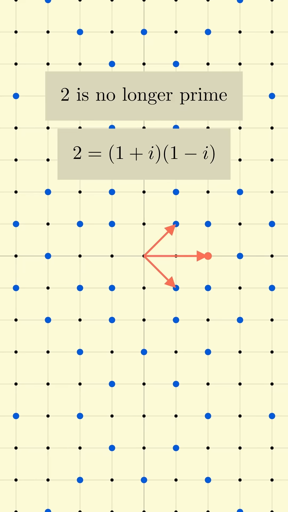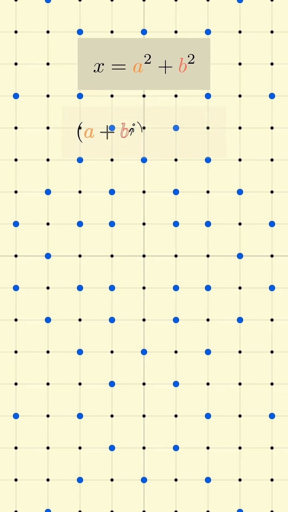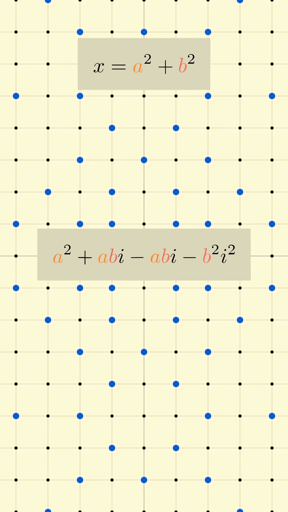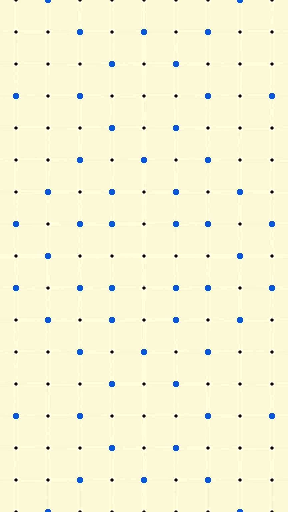In fact, any integer that is the sum of two squares is not a Gaussian prime. To see this, just multiply the numbers a plus bi and a minus bi. Multiplying them gives us this expression, where the middle two terms cancel, and the i squared makes this negative b squared positive. Here's a nice geometric interpretation.